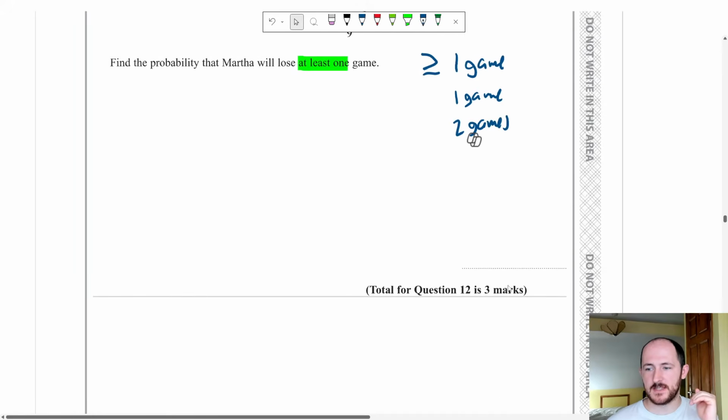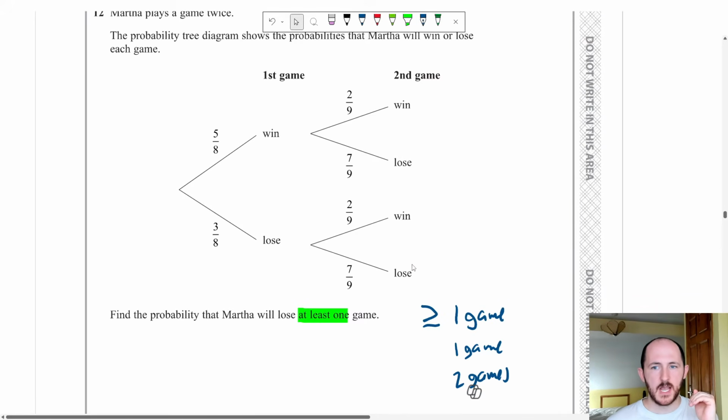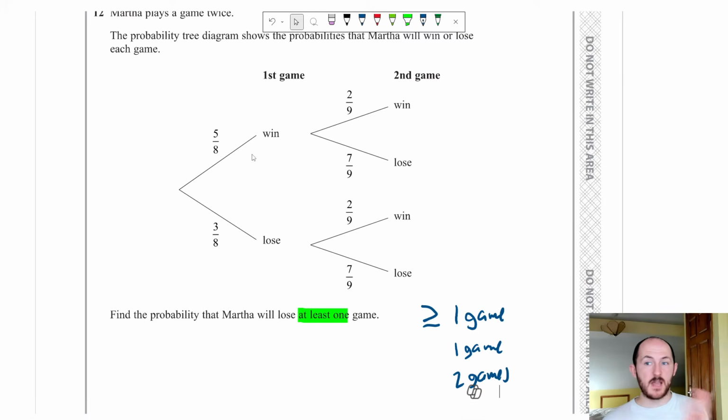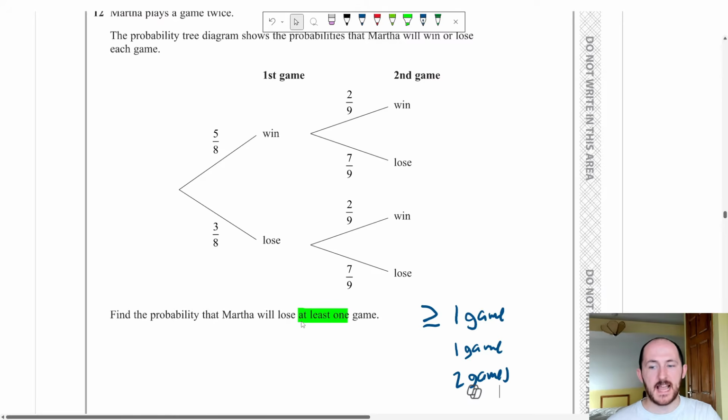Now, for this question, they do give you 3 marks, which is nice. You get marks for just doing correct multiplications. So you can get marks even if you're not sure what you're doing by just timesing stuff together, which is nice. So, losing at least one game.